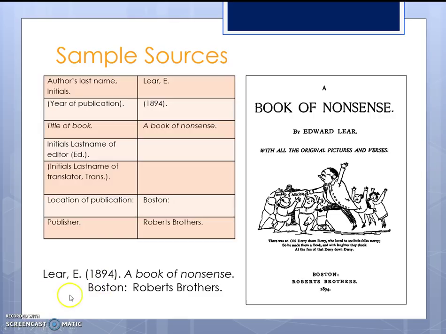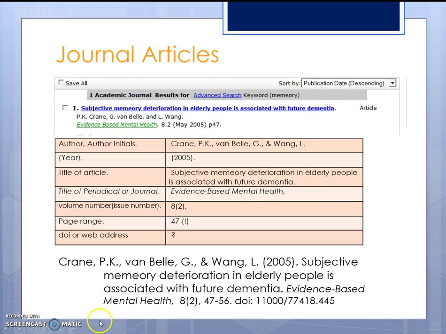Notice my hanging indent. There are actually directions on how to set up your hanging indent on page 2 of your MLA handout. Now, books are nice and easy. Let's take a look at journal articles. Now, here is a journal article. Subjective memory deterioration in elderly people is associated with future dementia.